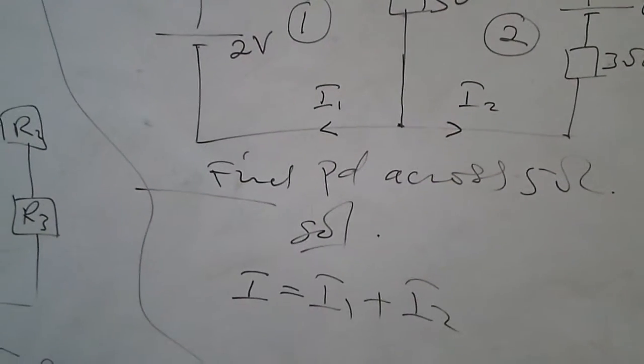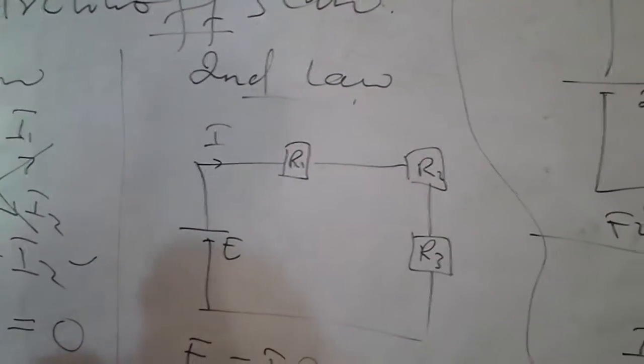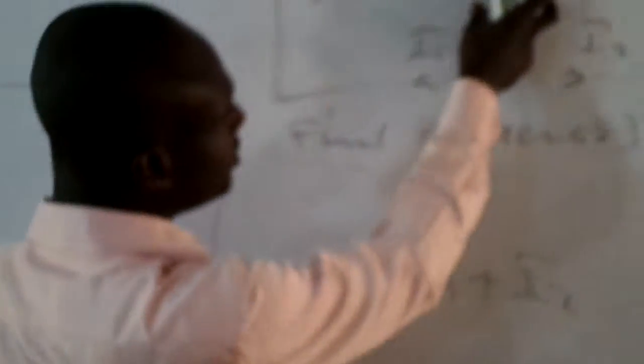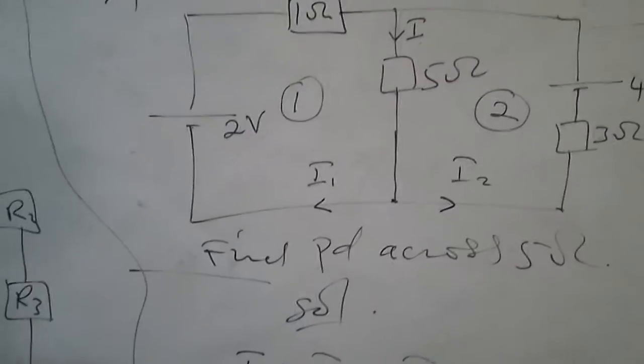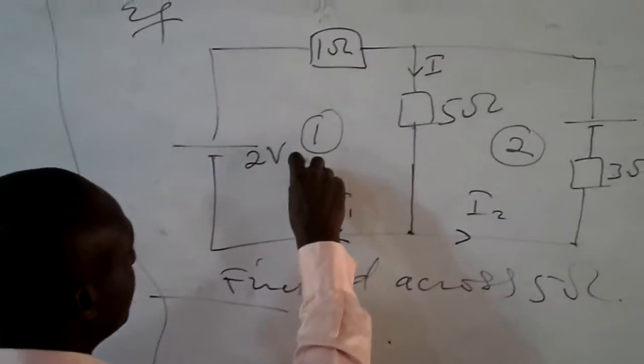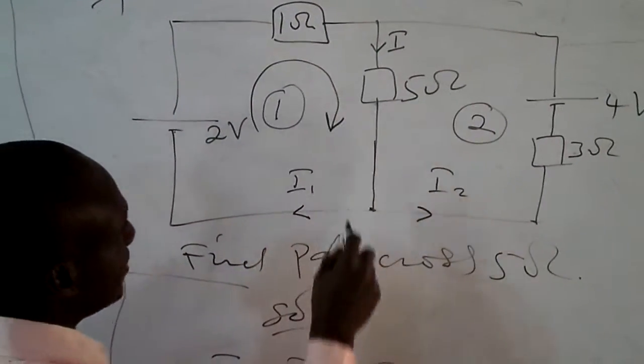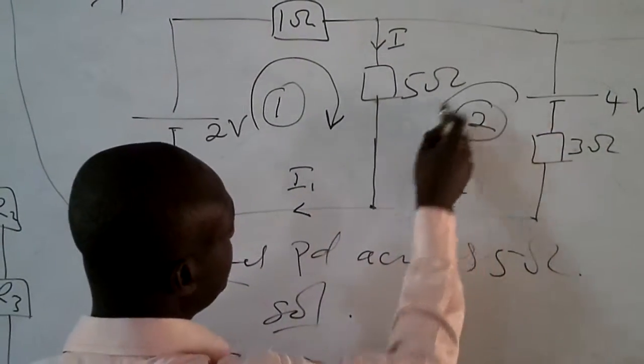We are going to apply the second law, which states that in a closed loop, the EMF around the loop is equal to the PDs across the same loop. According to this circuit, we have 2 closed loops, loop 1 and loop 2. Before we apply the second law, we have to obey a certain pattern. We first give each loop a direction. I want to direct my first loop this way, and then I will direct my second loop also this way.